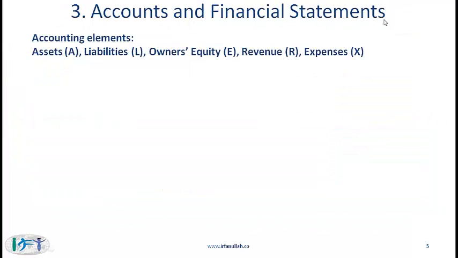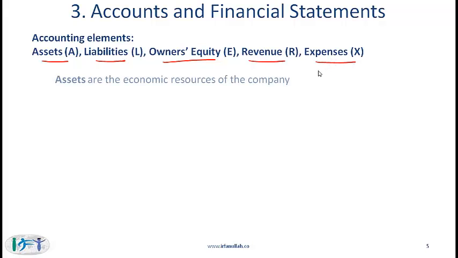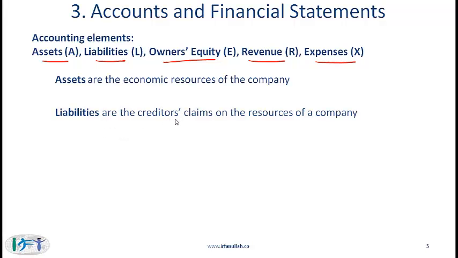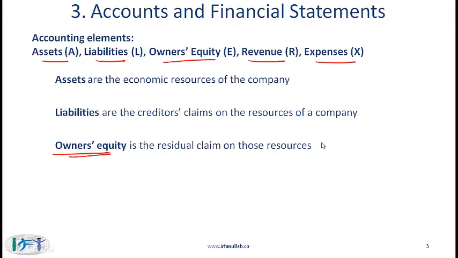Accounts and financial statements. We have talked about the five major accounting elements: assets, liabilities, owner's equity, revenue, and expenses. The assets are the economic resources of the company. Liabilities are the creditors' claims on the resources of a company, or you can think of liabilities as a future obligation. Owner's equity is the residual claim on those resources. So as we'll see later, owner's equity is equal to the assets minus the liabilities.